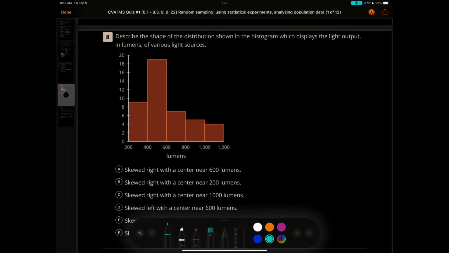Question number 8, describe the distribution in the histogram which displays the light output in lumens of various sources. So you can put the blob above this. It's a histogram.